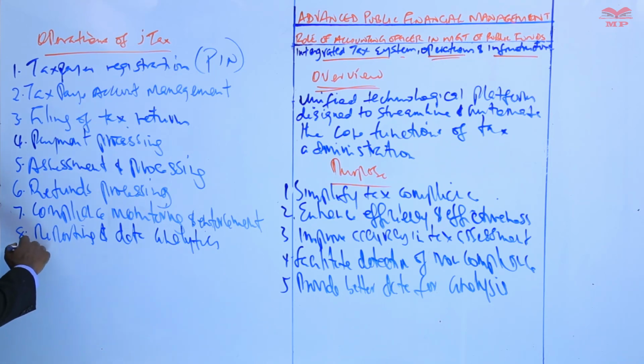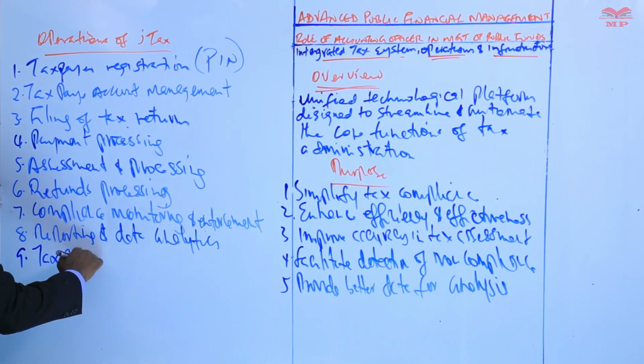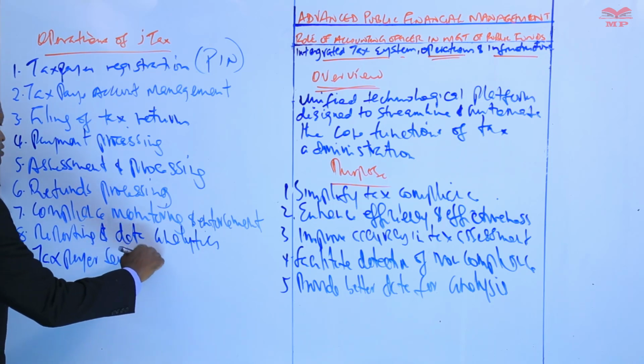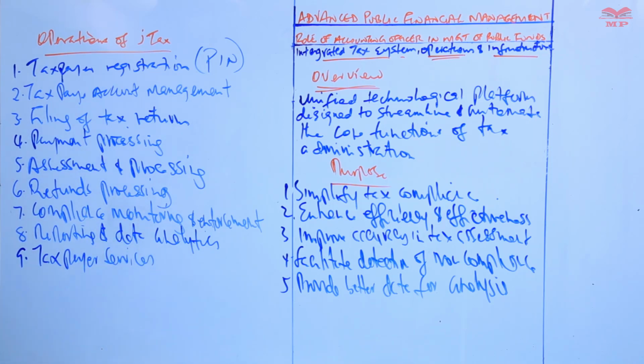Can go on and mention taxpayer services. An integrated tax system can offer various online services to taxpayers, such as PIN verification, tax compliance certificates, tax compliance application and verification, and even online inquiries.